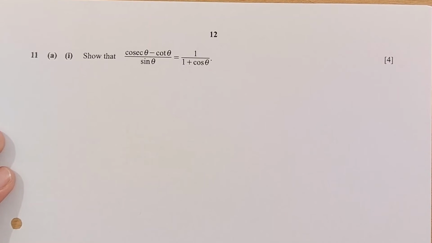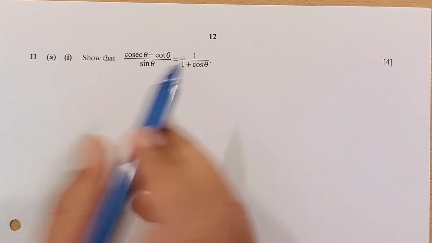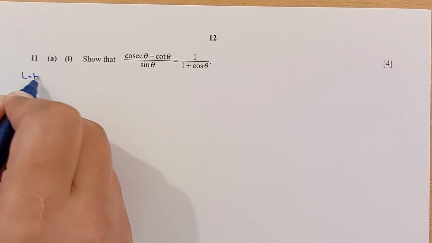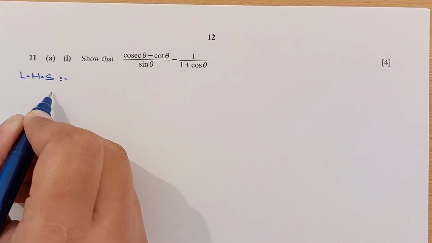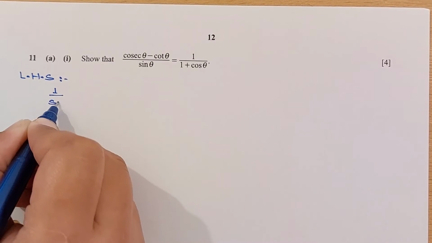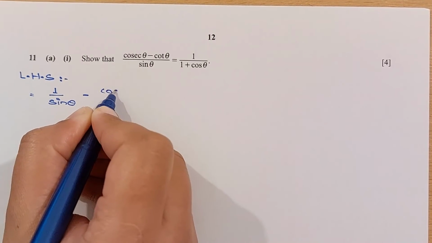Question number 11, part A, number 1: show that the left hand side equals the right hand side, right? So let me start from the left hand side. Cosecant theta is 1 by sine theta, minus cot theta, which is cos by sine.